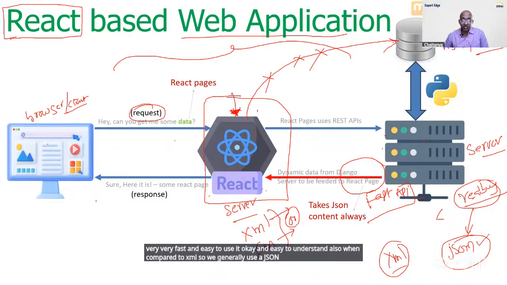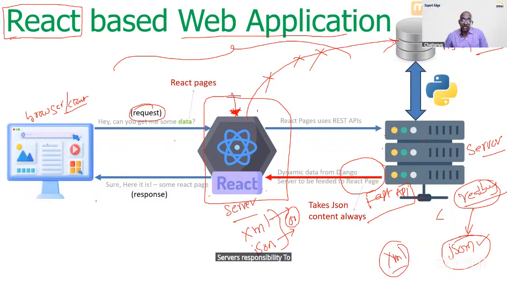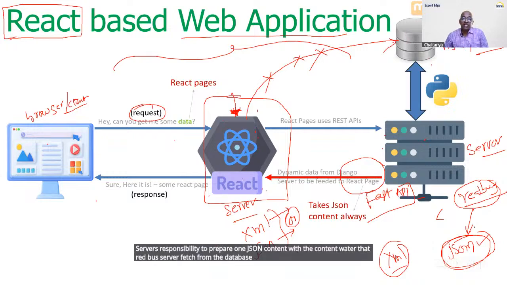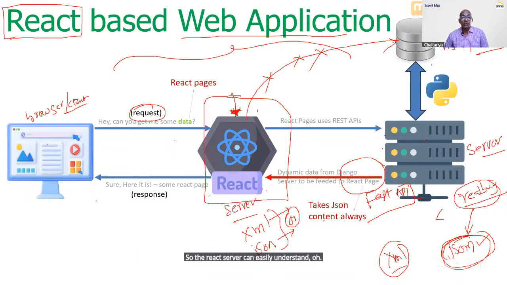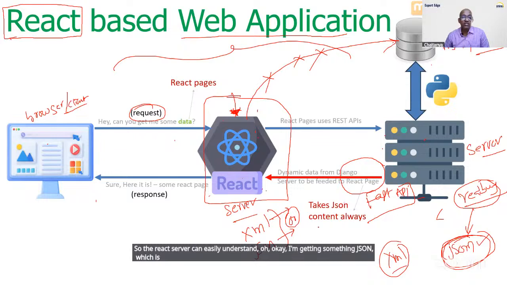So it is the Redbus server's responsibility to prepare one JSON content with whatever the Redbus server fetched from the database and send that JSON content to the React server. So that the React server can easily understand, oh okay, I'm getting JSON, which I like a lot. I know JSON very well, easy to understand.